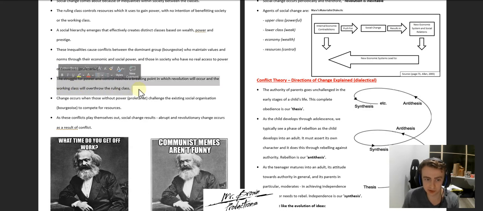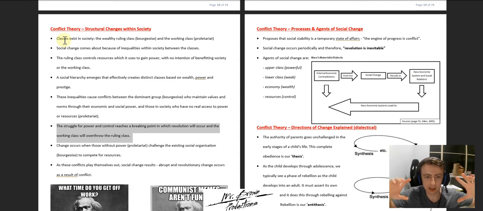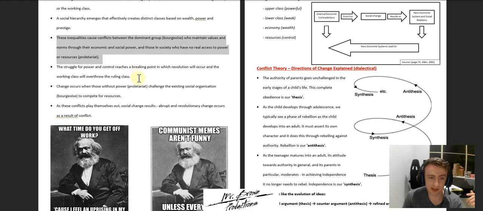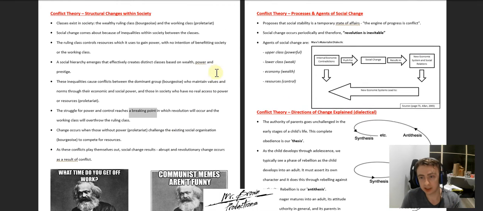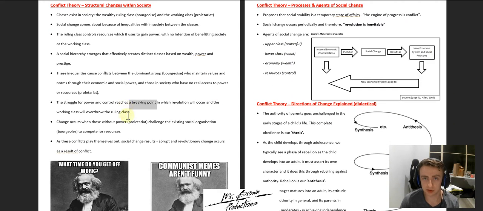This next point here is that the struggle for power and control reaches a breaking point, highlight this whole bit, in which revolution will occur and the working class will overthrow the ruling class. So this is the idea of conflict theory. You've got these two classes, they're fighting with each other because the wealth distribution is so unfair. It starts to create a lot of tension, and then through that tension it reaches a breaking point, or a boiling point they call it, in which revolution will occur, and the guys on the bottom who are carrying society decide to drop it and flip it on its head and revolt and have conflict.